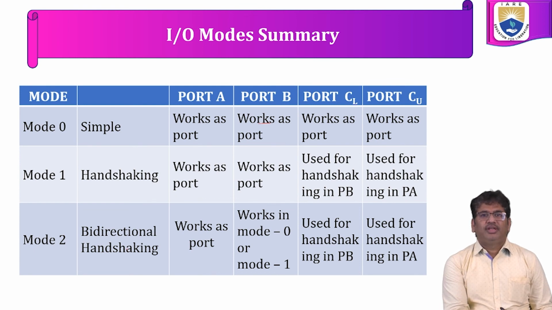Whereas mode 2 operation is bidirectional strobed or handshaking IO. In this, the data will be transferred to the IO device through port A, whereas port B we can configure either in mode 0 or mode 1. Port C lower and port C upper are used for handshaking signals. Port C lower is used for handshake signals for port B, whereas port C upper will be used for generating handshake signals for port A.